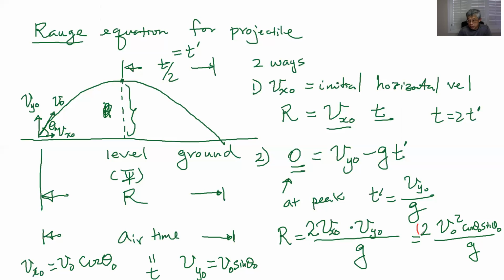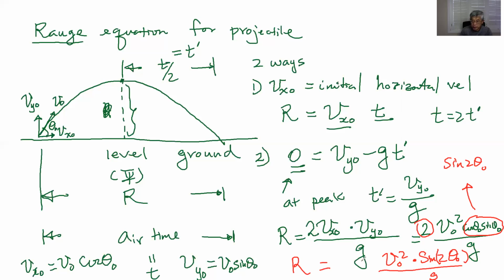Now this, so let me change color here. So this, and that is familiar, right? So that red thing is called sine 2 theta 0, right? So this R now is equal to the V0 squared, so initial speed squared, times sine 2 theta 0, so 2 times the initial angle, and then divide by G, okay? So you can call this one the range equation if you like, on a level ground.